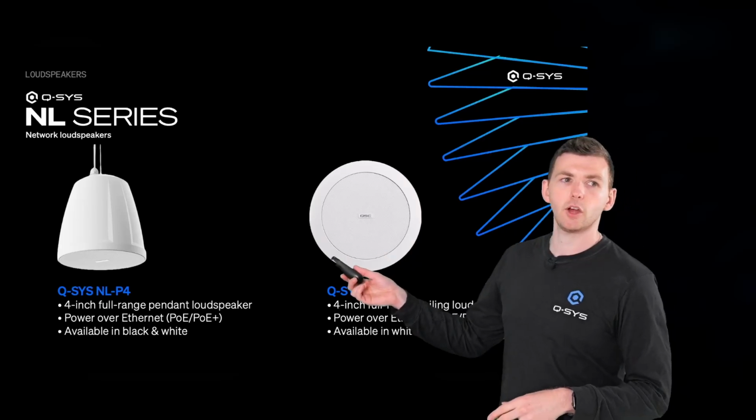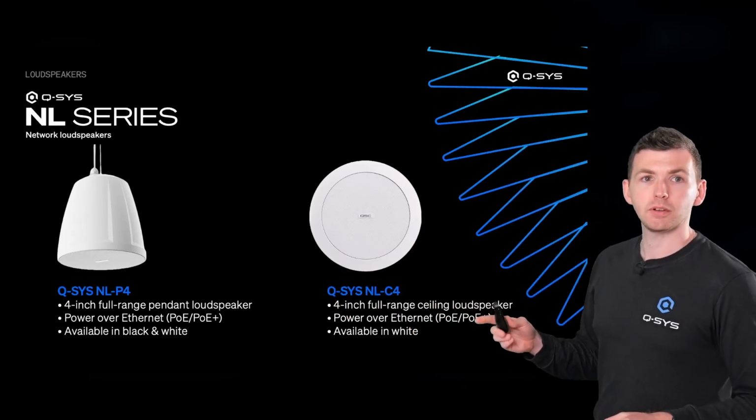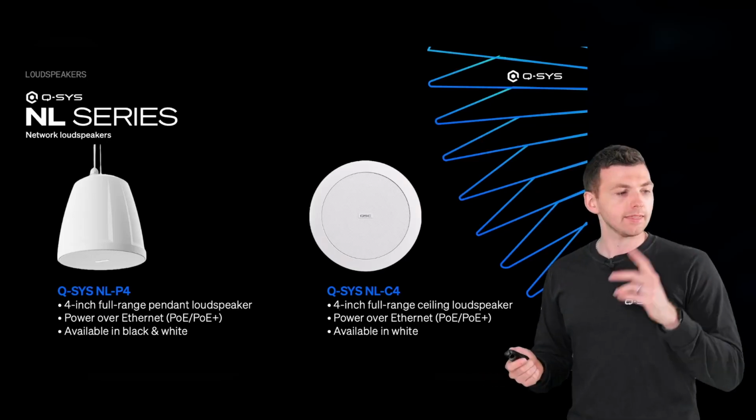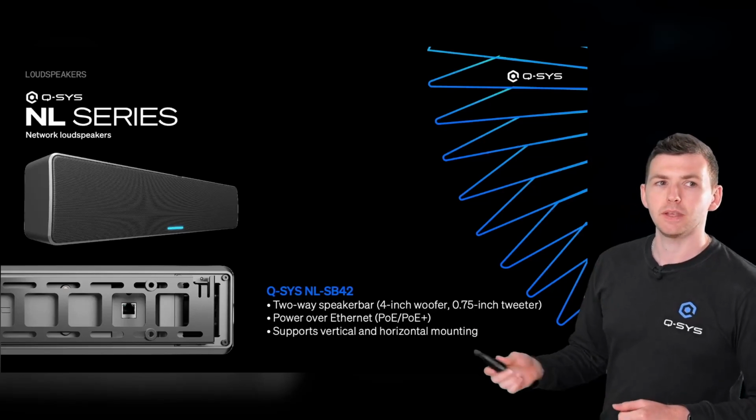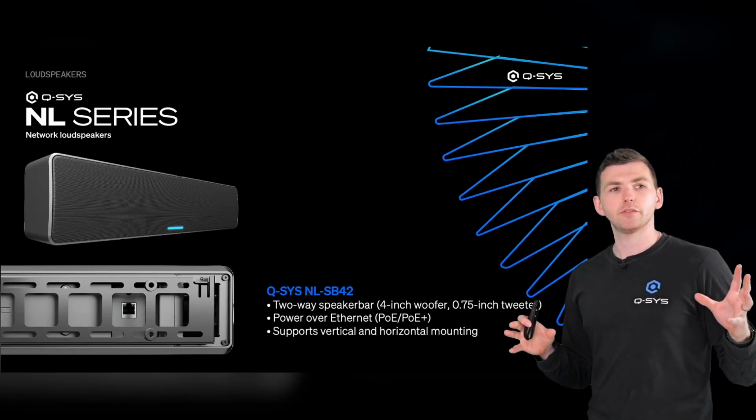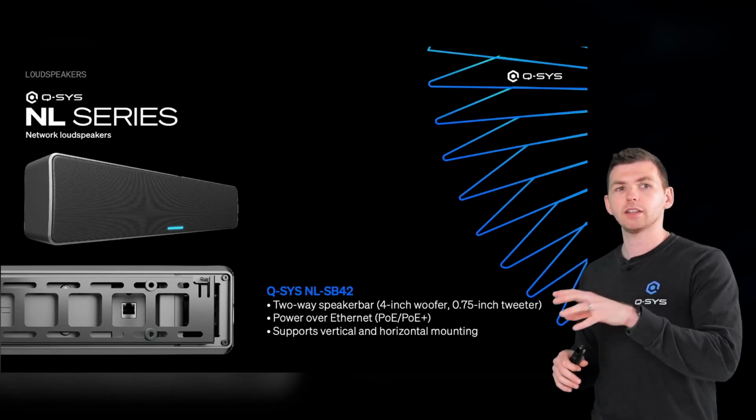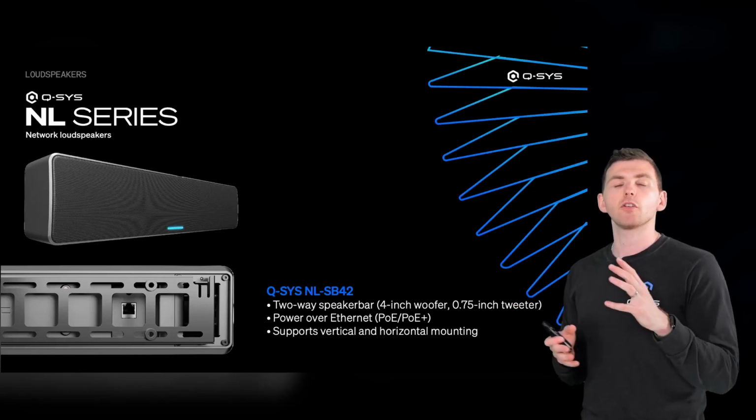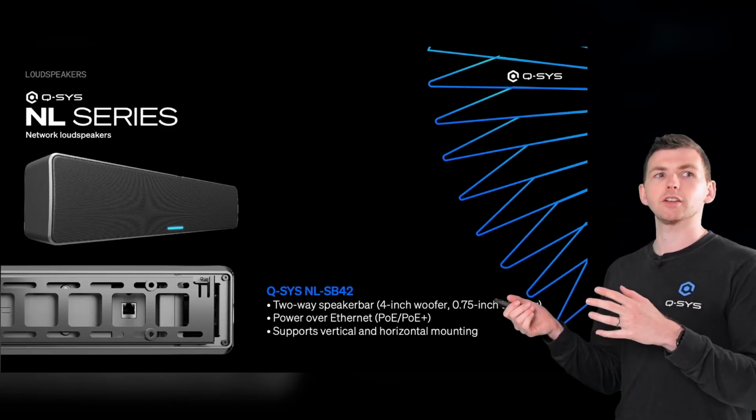You've also got the pendant over there, also available in black. I would have used that on this slide, but of course then you wouldn't be able to see it. And then you've got the NL soundbar. This is the NL SB42. So this is the same basic idea, except it's a soundbar form factor, and it's also a two-way speaker, so it's got a tweeter and a woofer, and this can be mounted horizontally or vertically. So this is great in a number of applications, actually.